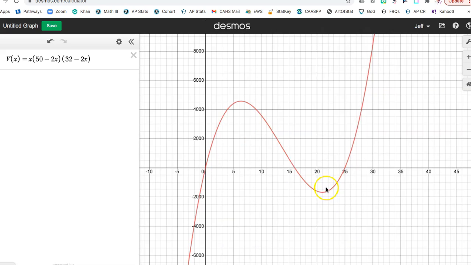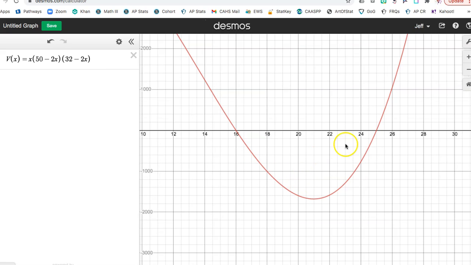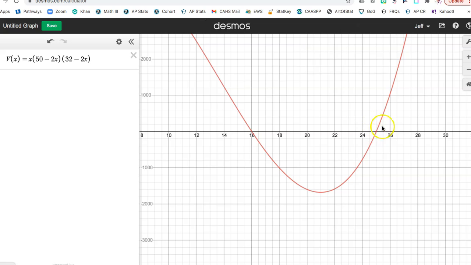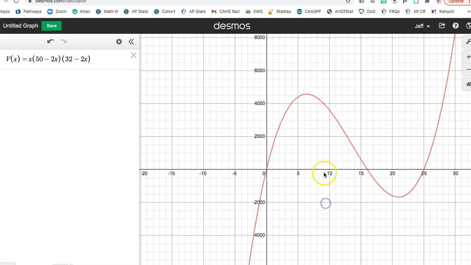But all this stuff over here, if we zoomed over here, this wouldn't make a lot of sense in the context because we're talking about a volume and you can't have negative volumes. And likewise, you probably can't cut that much out of a corner of a box. I don't think you can cut 25 inches from each corner and still have cardboard left over. So really it's just this middle part that we're looking at on the polynomial function.